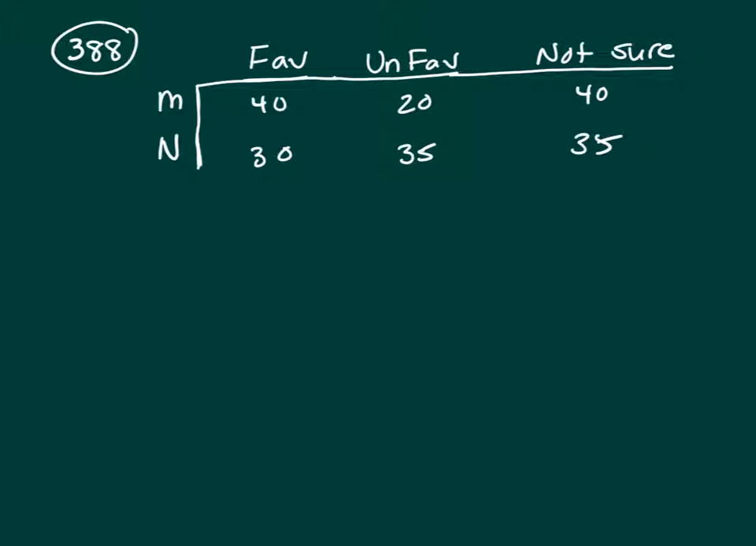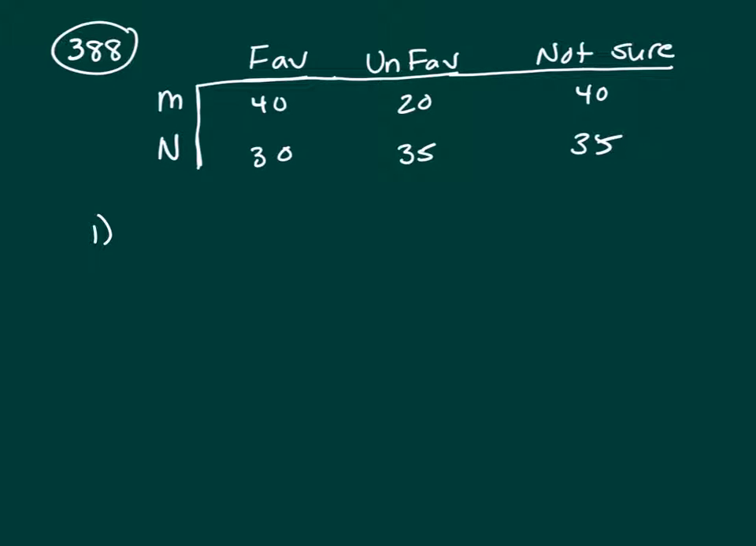Okay, we have 100 voters, and we're trying to figure out what was the number of voters who responded favorable for both. Favorable for both, so yes for both. Okay, clue 1. Clue 1 says the number of voters who did not respond favorable for either candidate was 40.